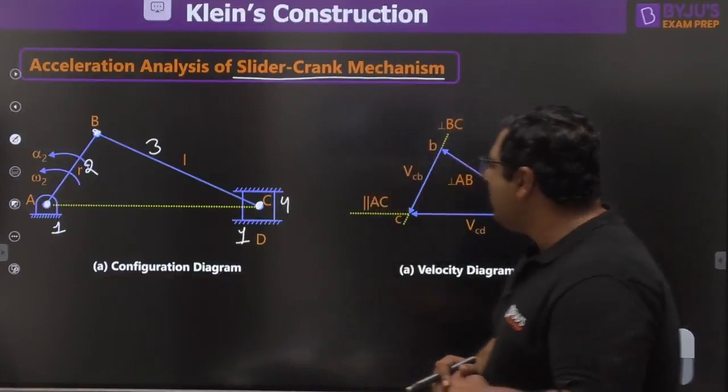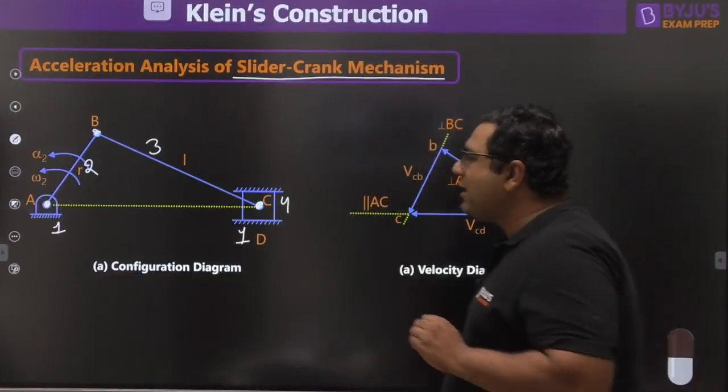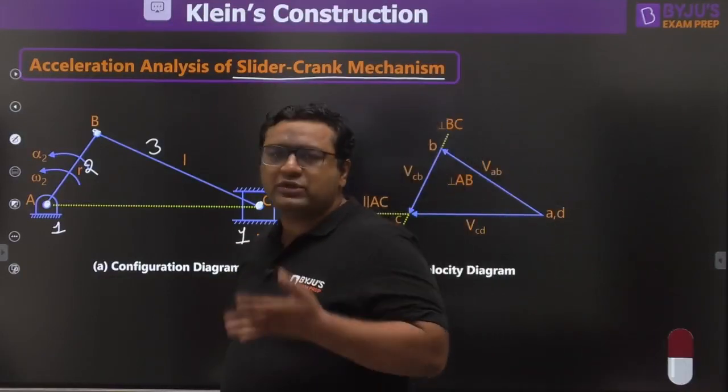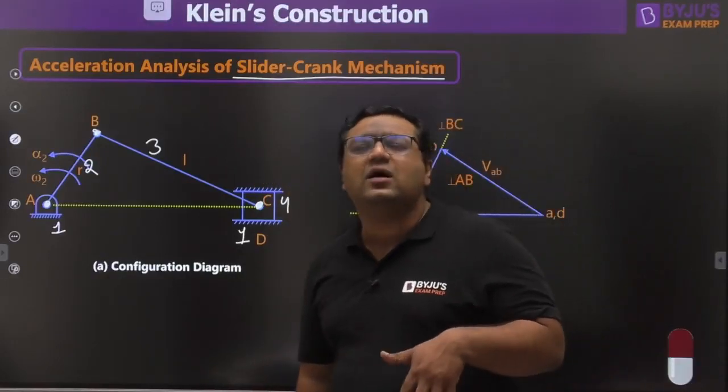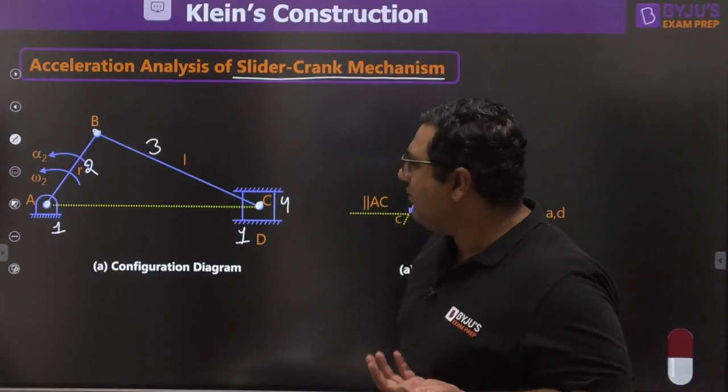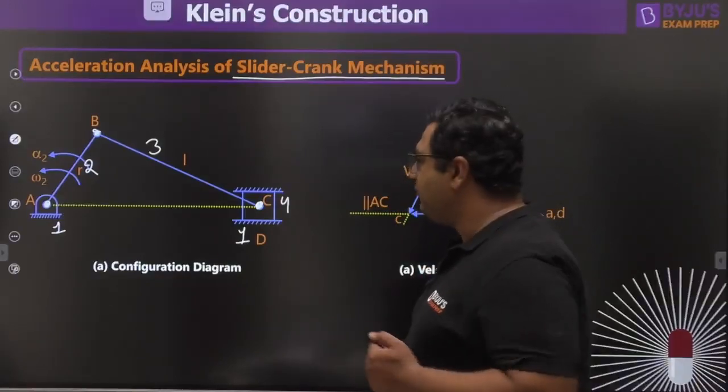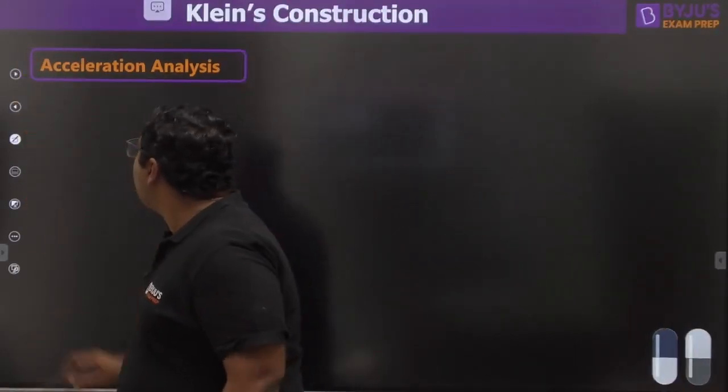Before we start, I would like to tell you how we can make the velocity diagram generally. Then I will show you what difference Klein made by giving the velocity and acceleration diagram.